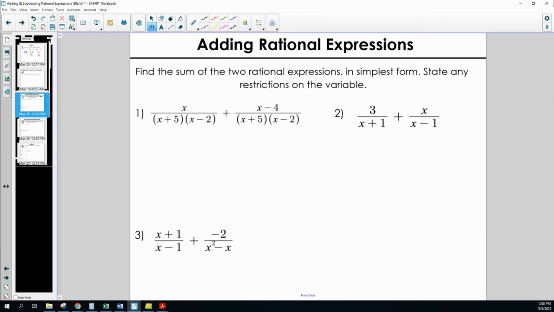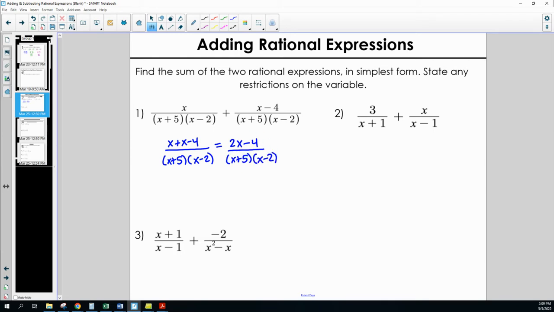So I'm going to combine them and smush them. That's a very mathematical term. We're going to smush the tops together. So we have x plus x minus 4 over that common denominator of x plus 5, x minus 2. Now what we want to do on the top is actually combine it together. So we're going to combine our like terms. This is going to become 2x minus 4 over x plus 5, x minus 2.